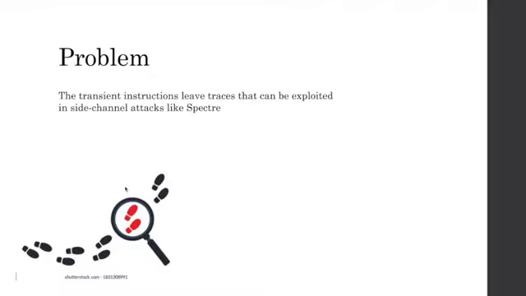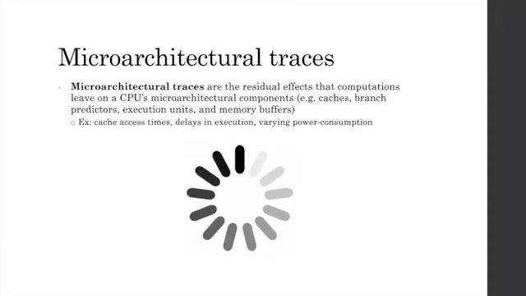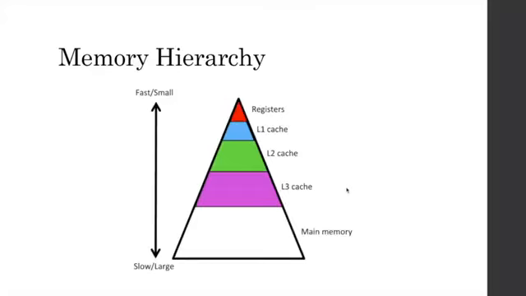And a brief review. A microarchitecture refers to the CPU's internal design that determines how instructions execute, how data flows, and how performance is optimized. And microarchitectural traces are the residual effects that computations leave on a CPU's microarchitectural components. So, for example, these traces would be stuff like delays in execution and varying power consumption that is noticeable.